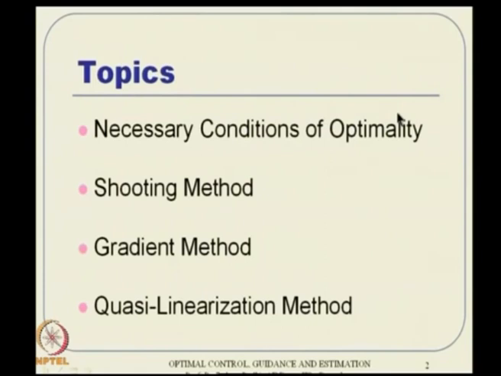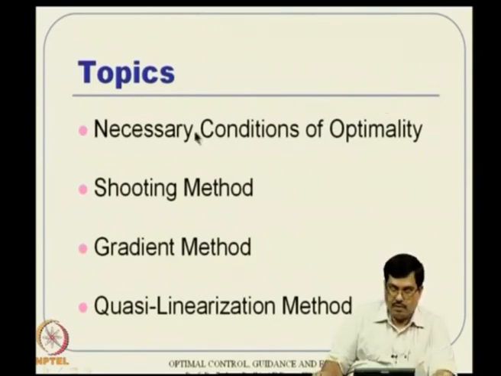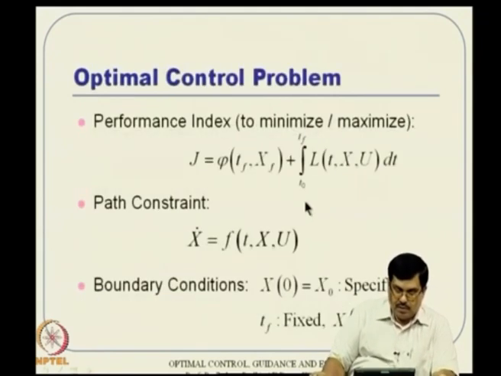All right, so the topics covered in today's lecture are: first, we very briefly review the necessary conditions of optimality, followed by two or three methods. The first one is the shooting method, followed by the gradient method and the quasi-linearization method. There are various other techniques as well, but it's not necessary to talk about all of them. After knowing these techniques, you can look at some literature or a book and follow the other techniques as well. Anyway, let's get started.